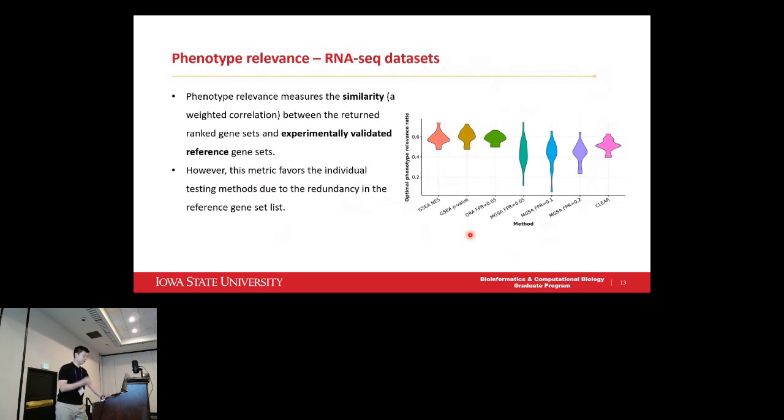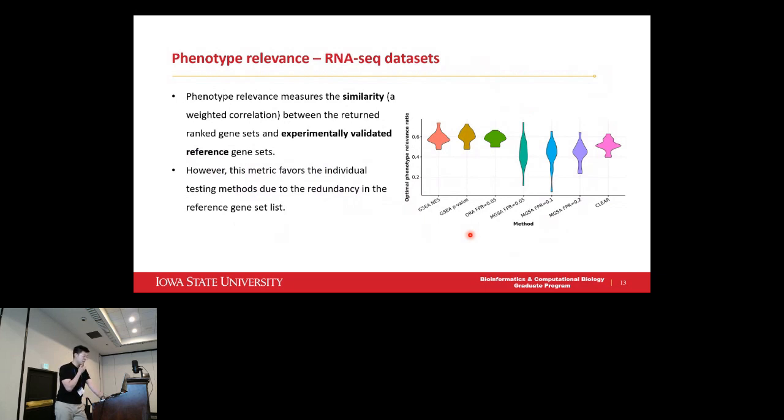Because we're using a similarity metric, like a weighted correlation, naturally the set-based methods that do not have redundancy in the result perform poorly. For this, we're trying to work on a fix for this metric, and also looking for other gold standard data sets to validate our method on.